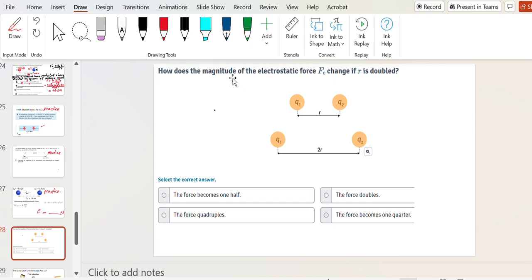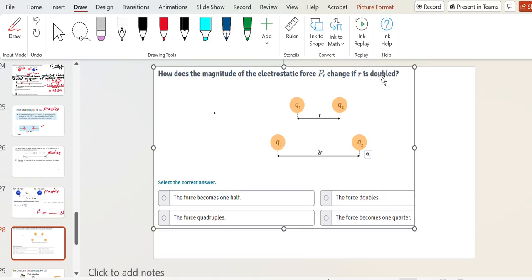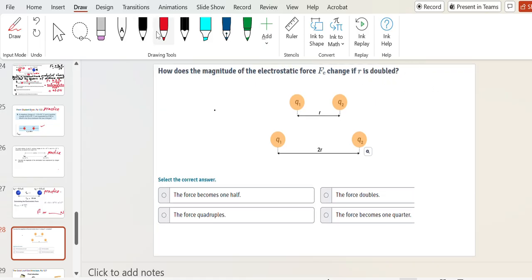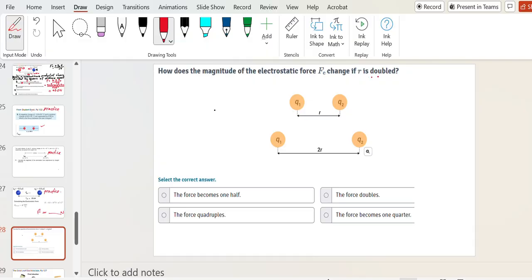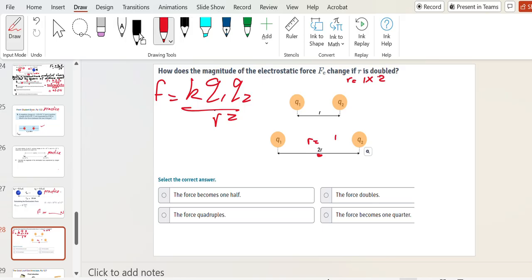How does the magnitude of the electrostatic force F change if R is doubled? Look, R is doubled. Doubled means times 2. R is doubled, so 2R. From the formula F equals K Q1 Q2 divided by R squared, we did not change K. K did not change, it's 1. Q1 did not change, I put 1.